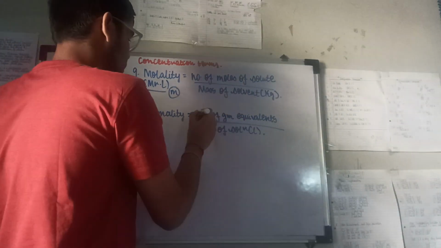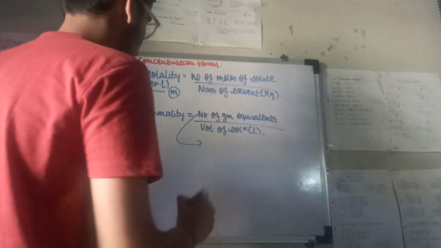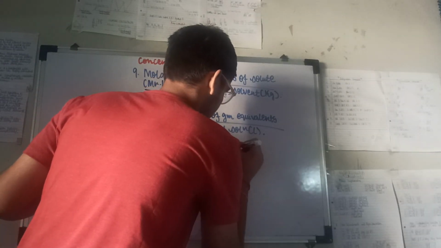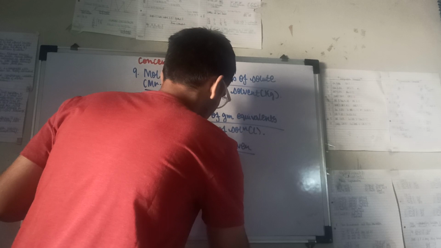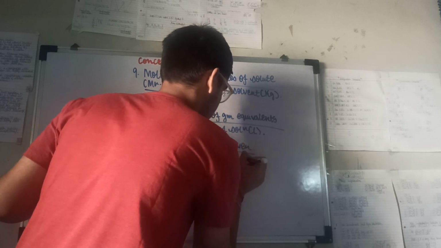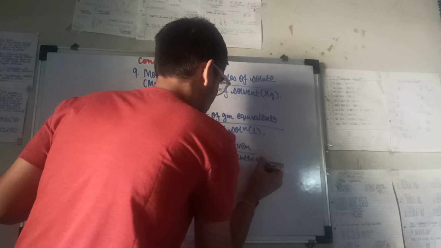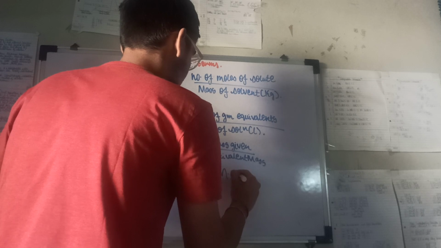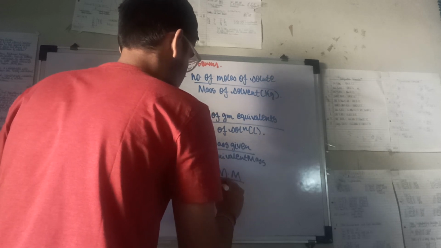So how to find number of gram equivalents? This we can find as mass given by equivalent mass. So now how to find equivalent mass? Equivalent mass is molar mass by X.